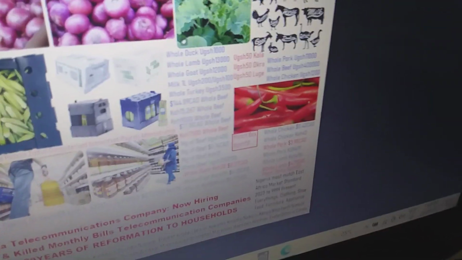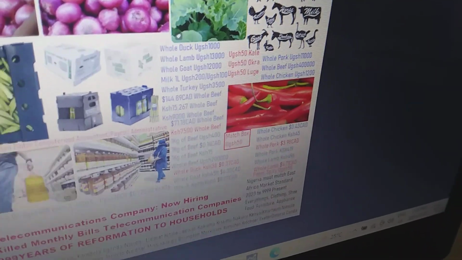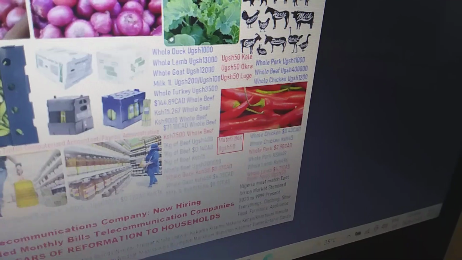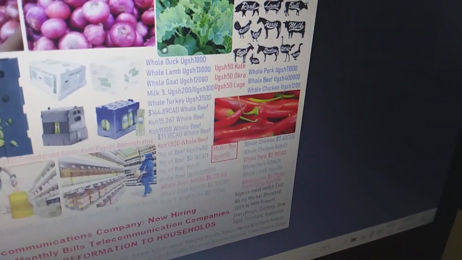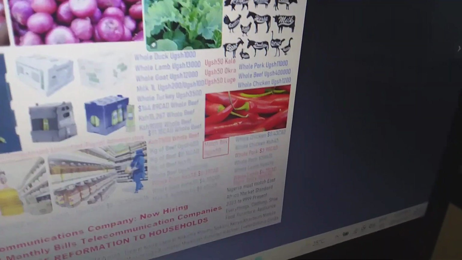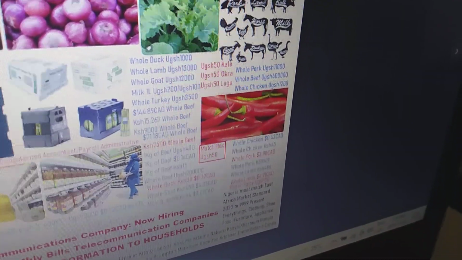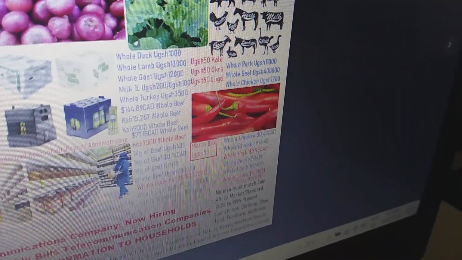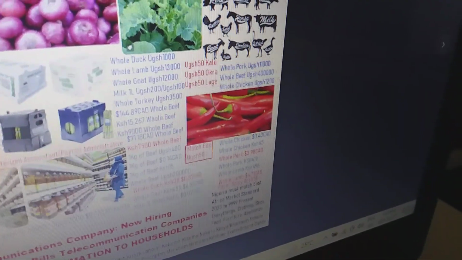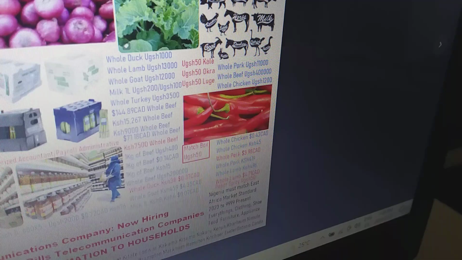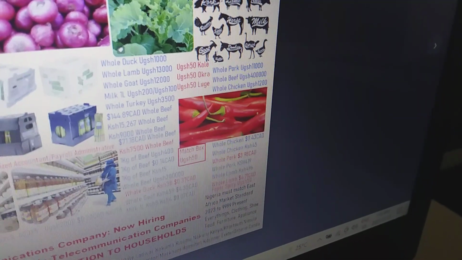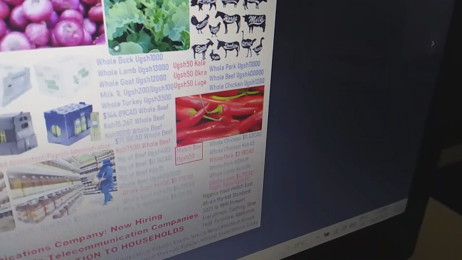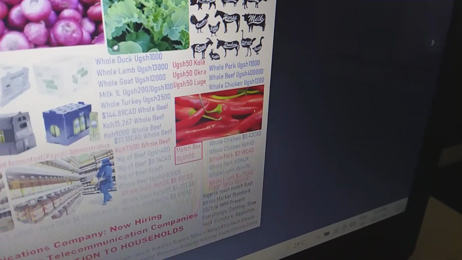This one here is non-Canadian, but is actually Ugandan standard and Kenyan standard. You can see this is 50 Ugandan shillings. So everything there, the whole duck is 1,000. Lamp is 13,000. Whole goat 12,000. Milk, 1 liter could be 200 Ugandan shillings, 100 Ugandan shillings.